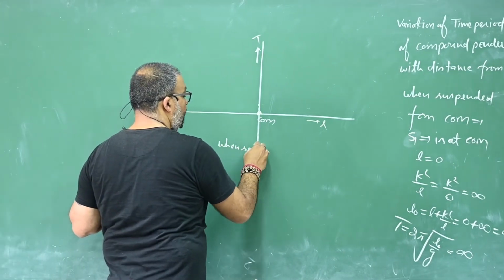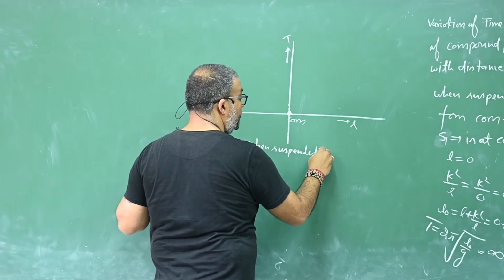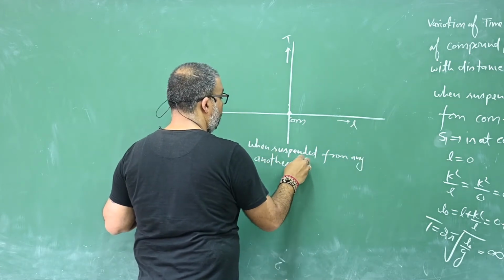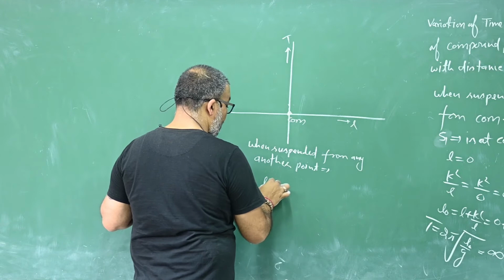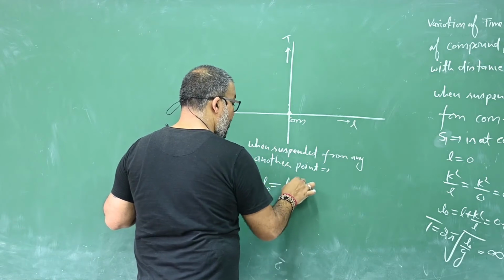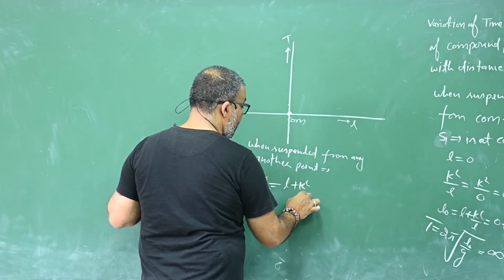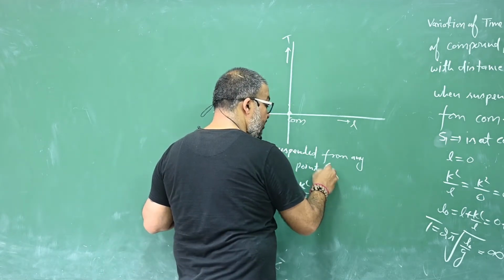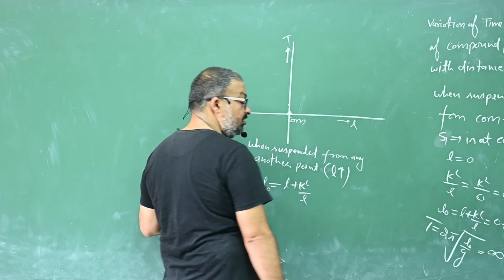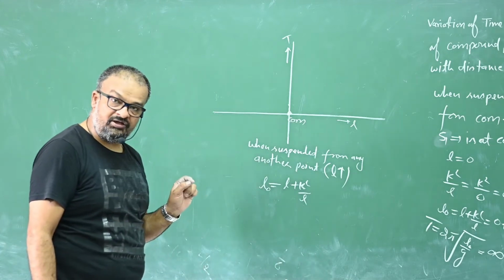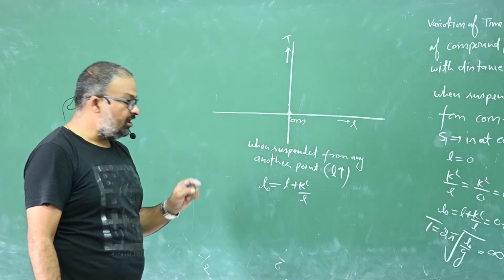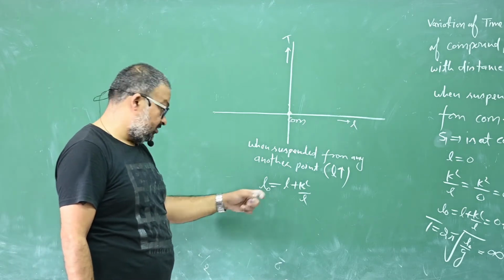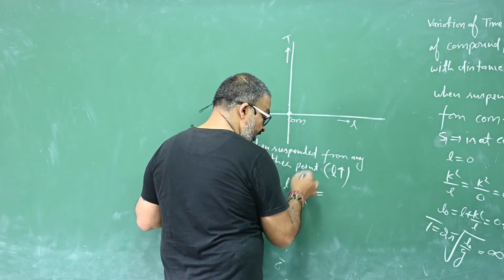Number 2. When suspended from any other point, try to understand. L0 equals L plus k square by L, right? What I'm saying is, when L is increased, that is, the distance of the point of suspension from the center of mass is gradually increased, then what will be the effect? For that, I will calculate this. How would I calculate this?